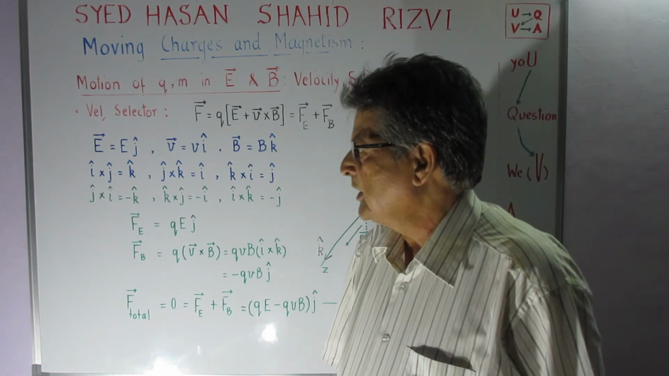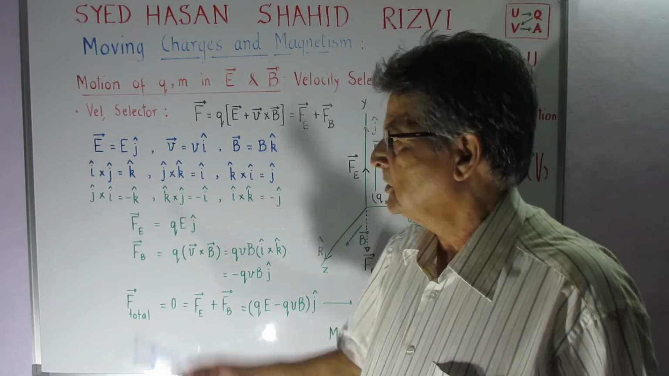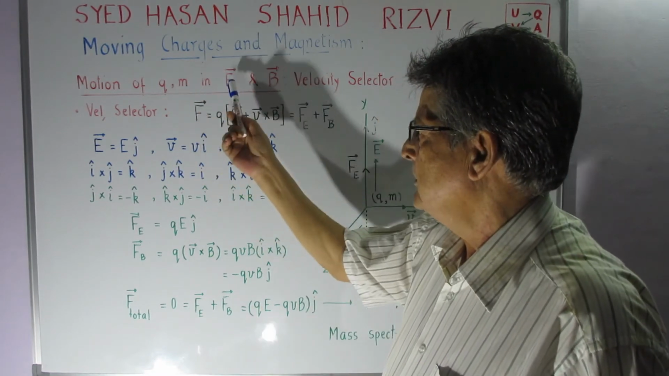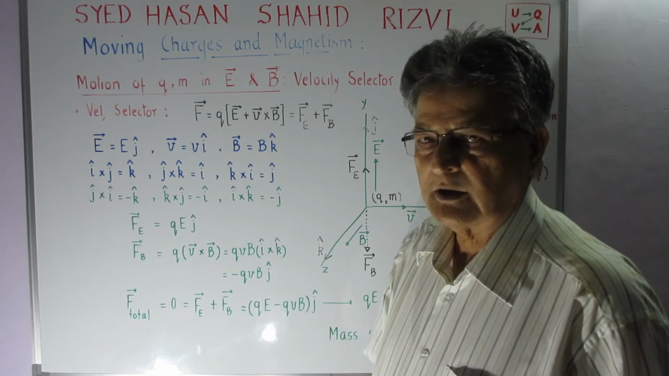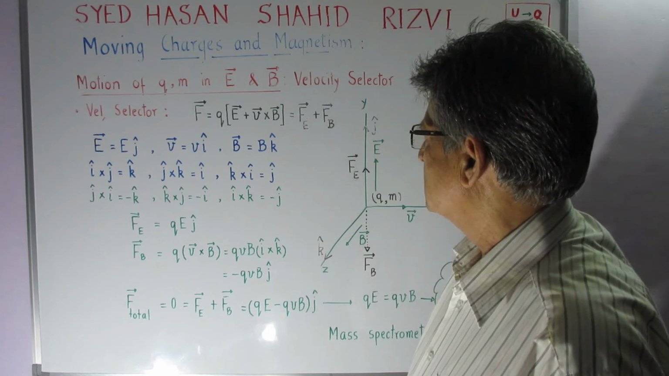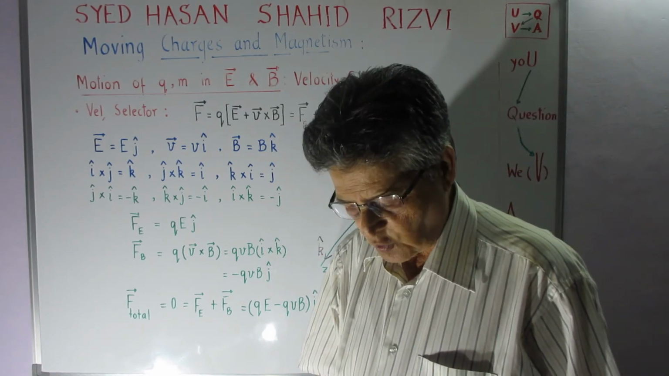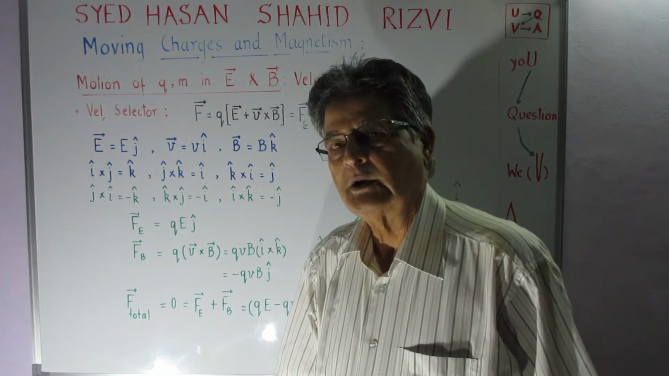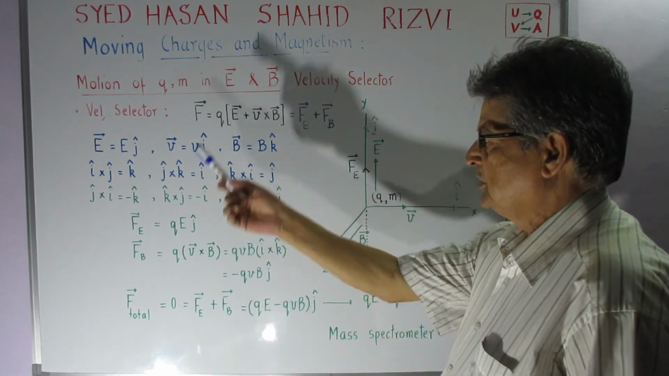So the next item that I am going to take here is the motion of a charged particle of charge Q and mass M in the presence of electric and magnetic fields. First of all, we are going to talk about the velocity selector. In the next lecture I will talk exclusively about the cyclotron facility. That also uses the same kind of mathematics.